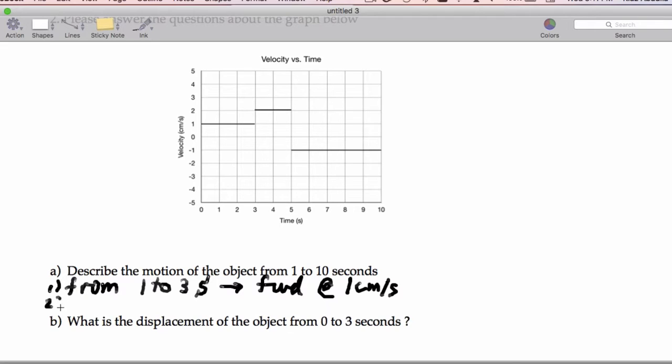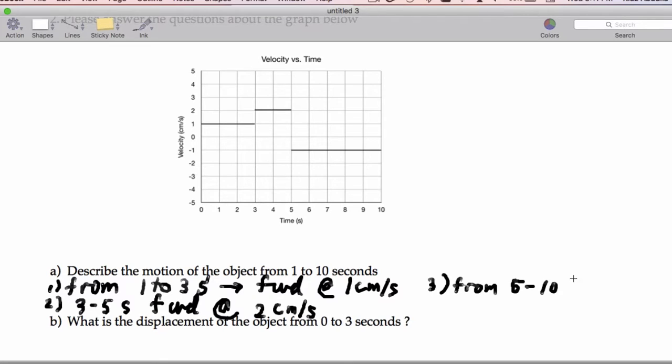Next, from 3 to 5 seconds, it goes forward at 2 centimeters a second. And finally, from 5 to 10 seconds, we're going backwards at -1 meters a second.